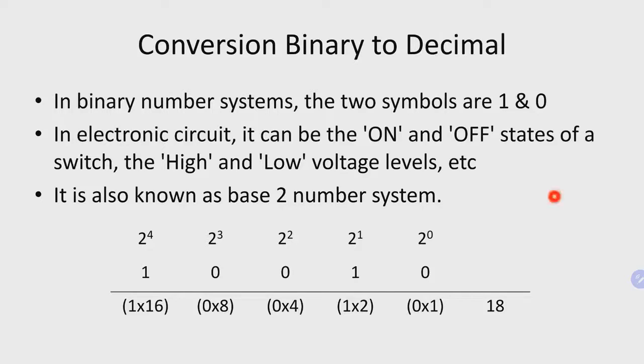Similar to our base 10 number system, in our binary system the base is 2. So it goes from 2 to the power 0, and then the next is 2 to the power 1. This is similar to our unit in decimal, and this is our tens in decimal, but here it is just 2. Then 2 to the power 2, 2 to the power 3, and going upwards to the power of n, depending on the number of bits we use to represent our binary number.